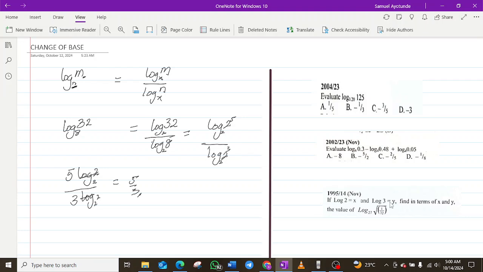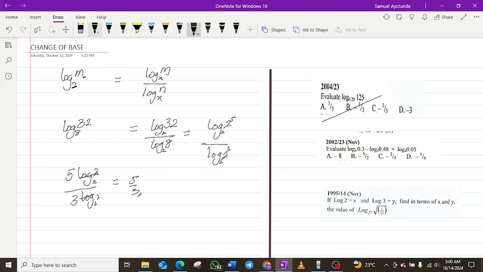Now let's look at these past question examples. These are WAEC questions. That's what we'll be looking at.